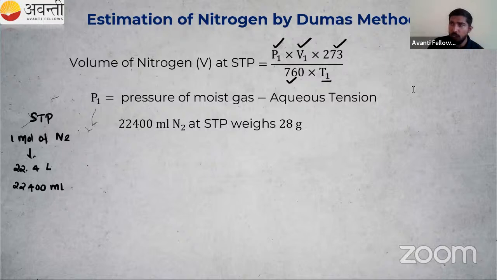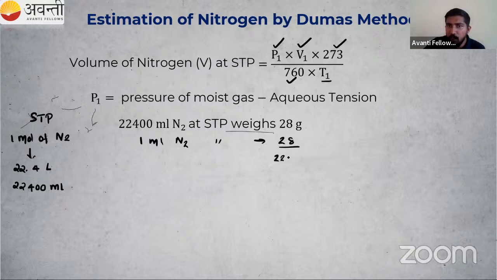Then volume into weight. So 1 mole of N2 at STP occupies 22.4 liter volume, or I can say 22400 ml. So 22400 ml N2 at STP weighs 28 gram, 1 mole N2. Then what about 1 ml? 1 ml N2 at STP weighs 28 divided by 22400 gram.